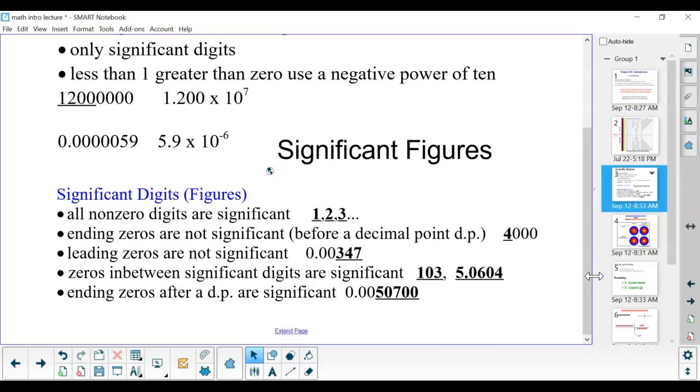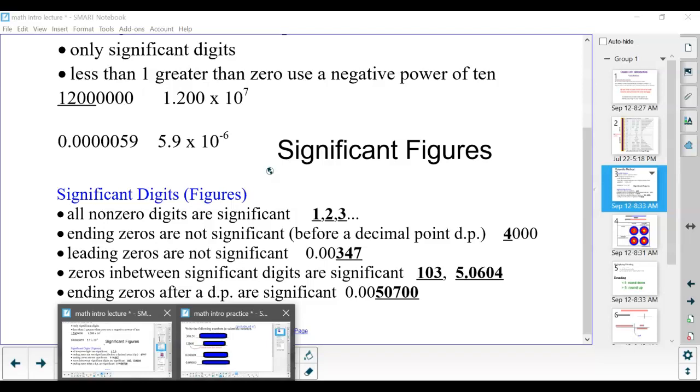Significant digits are important because they represent what you've actually measured. And so all non-zero digits are significant. Ending zeros without a decimal point are not significant. Leading zeros are also not significant. Zeros are only significant when they're at the end and you have a decimal point, or they're what's called captive or trapped. They're in between things.